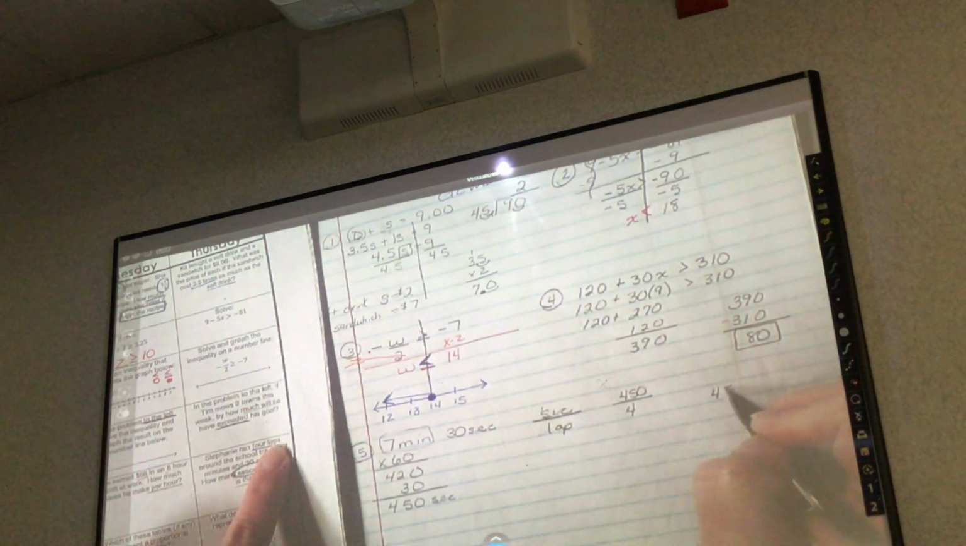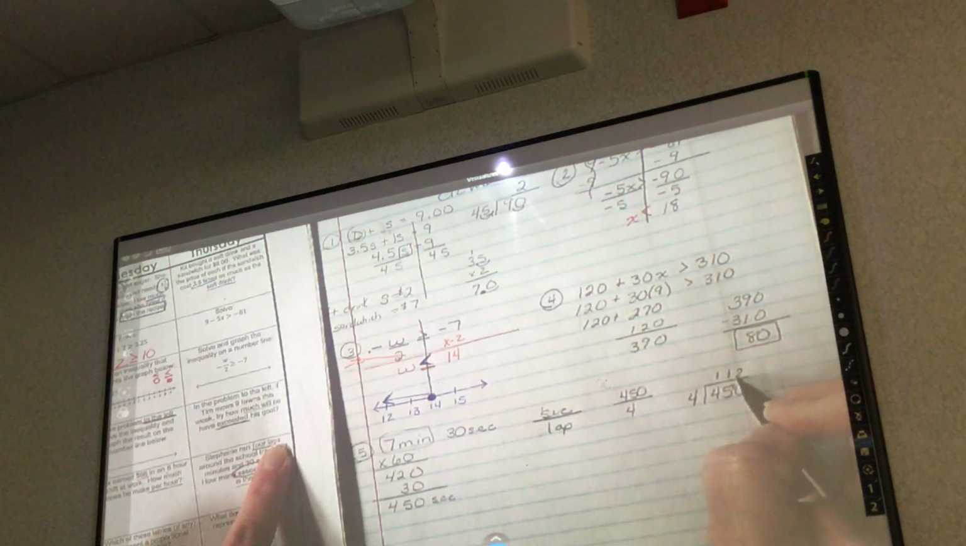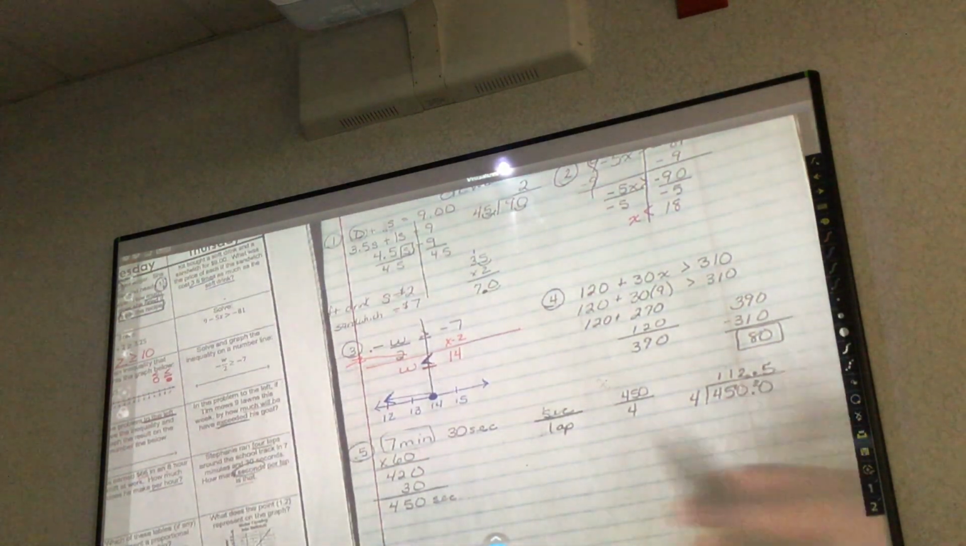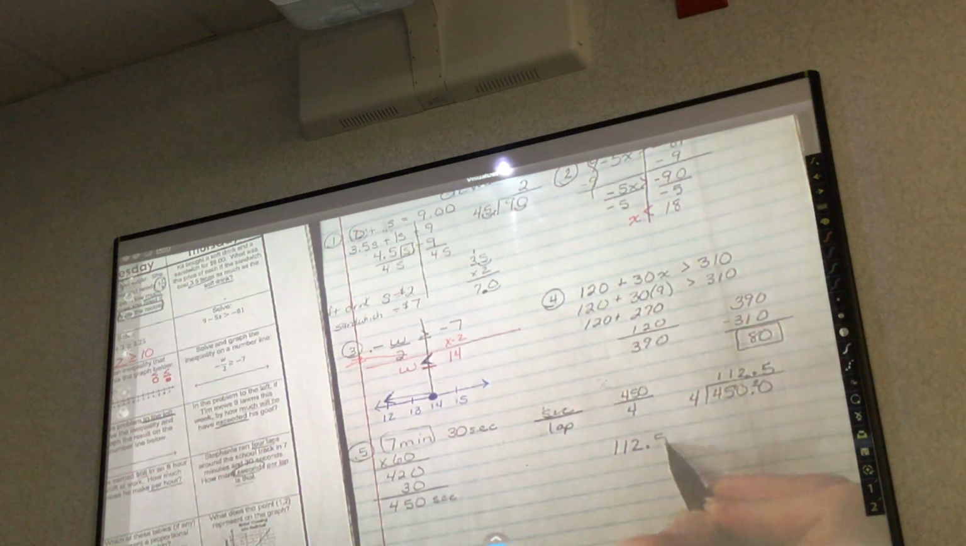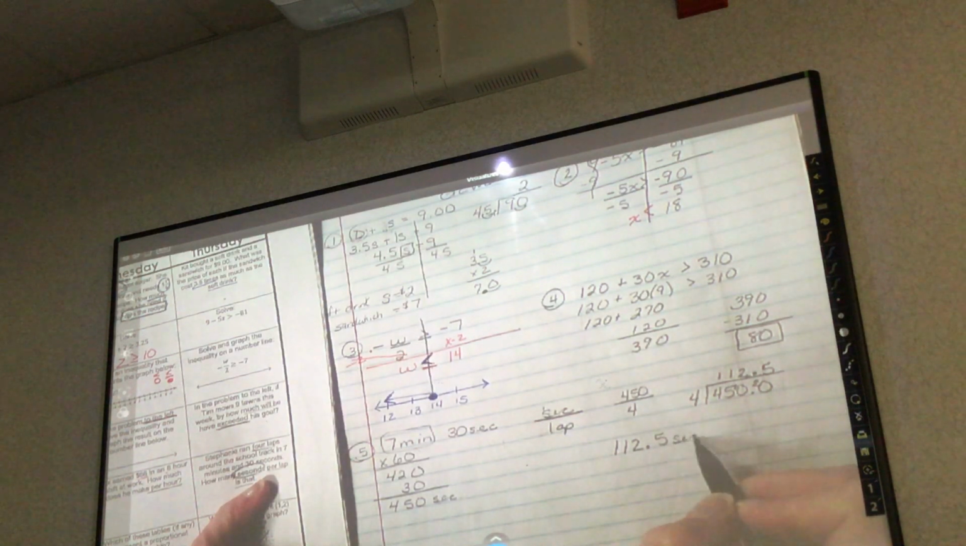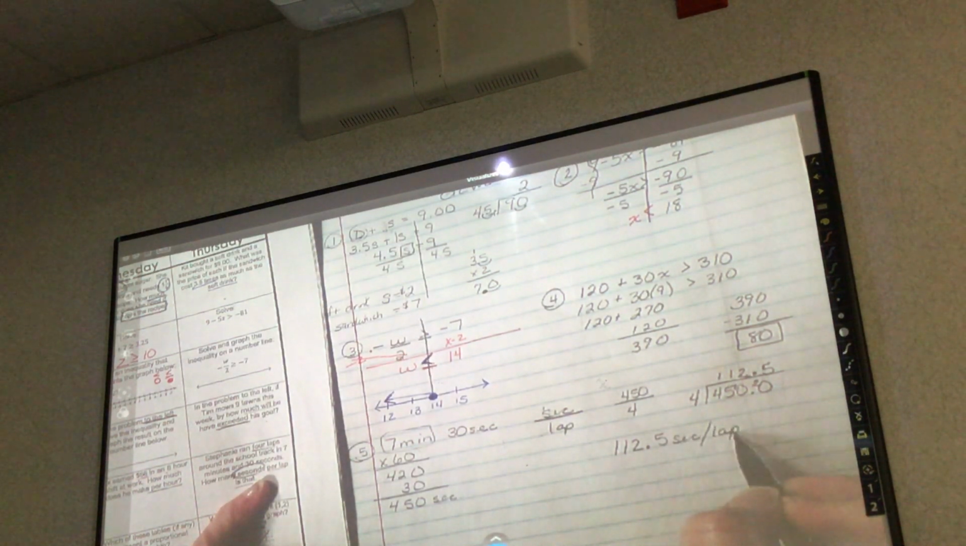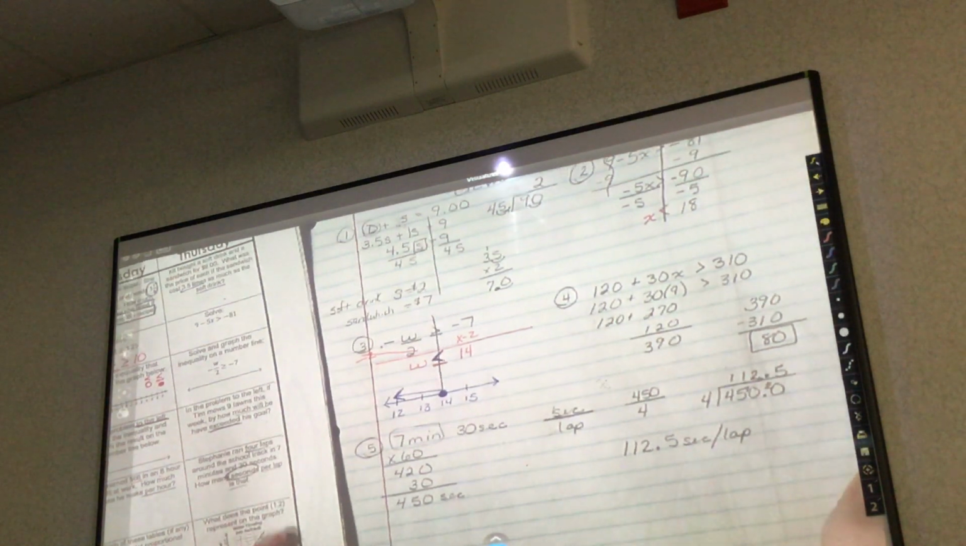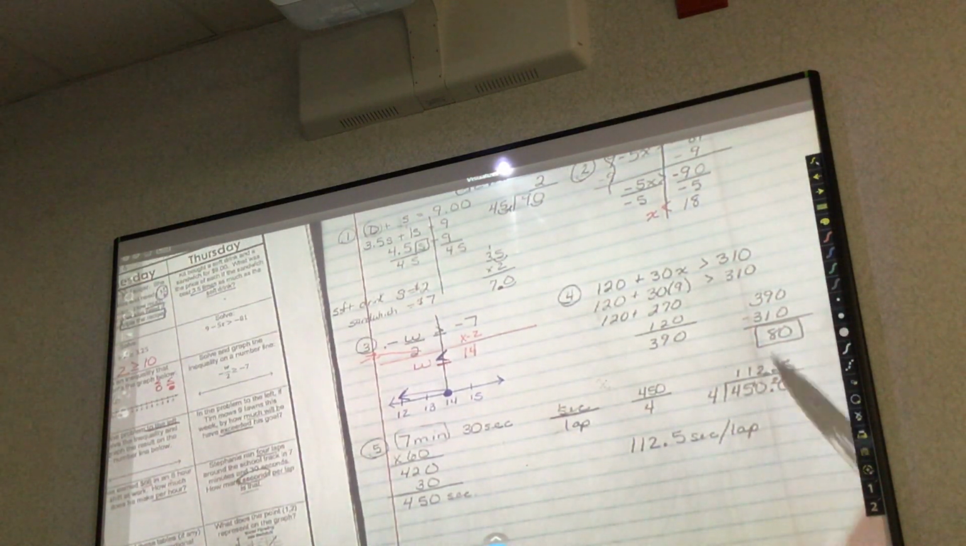So then I have to take 450 divided by 4. That's 2 left over. So when you're doing rates, make sure that you use decimals. So it'd be 112.5 seconds per lap. You need to have that label. So whenever we're doing rates and you're doing division, make sure you're keeping it in decimal form. Don't make it a mixed number.